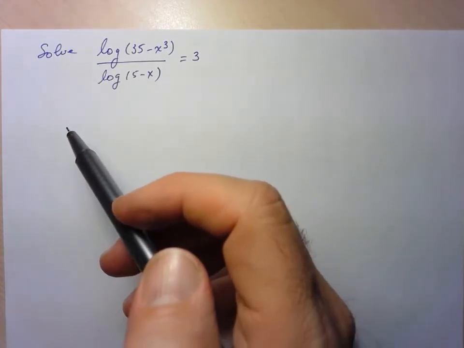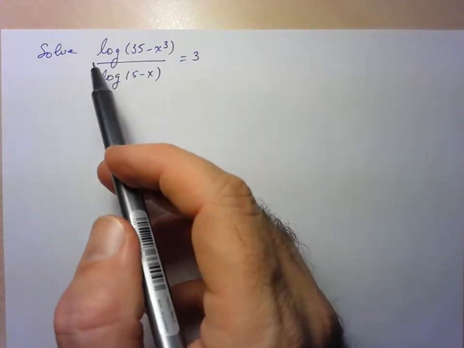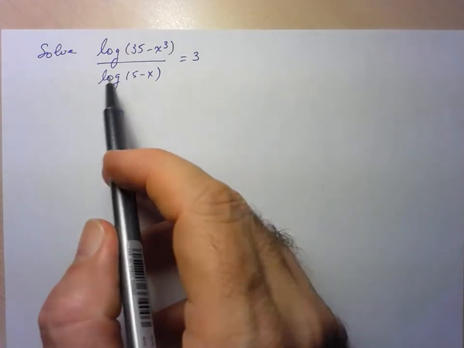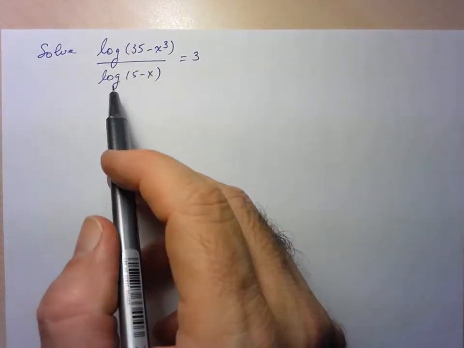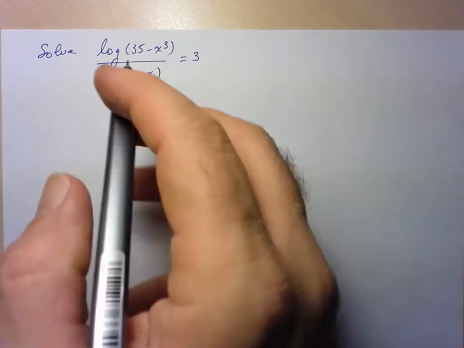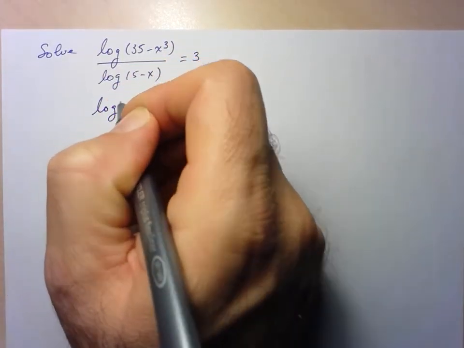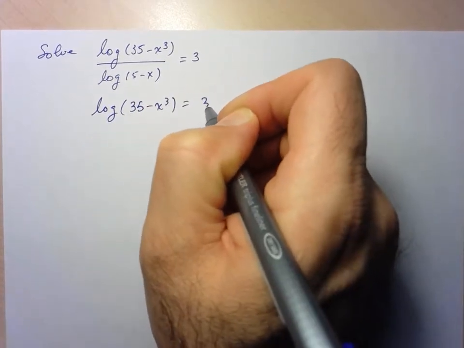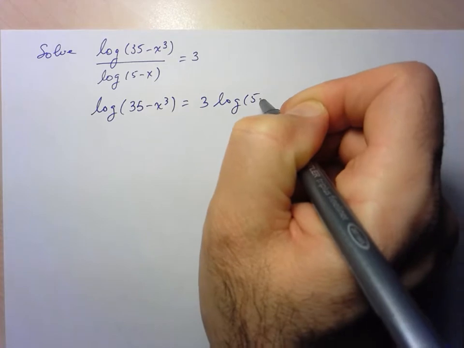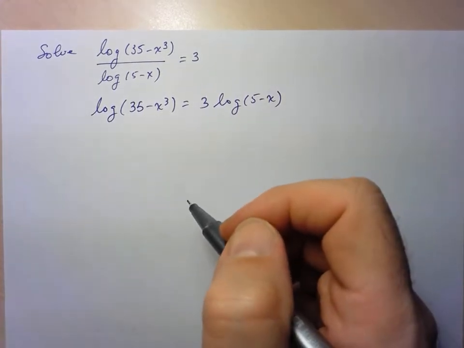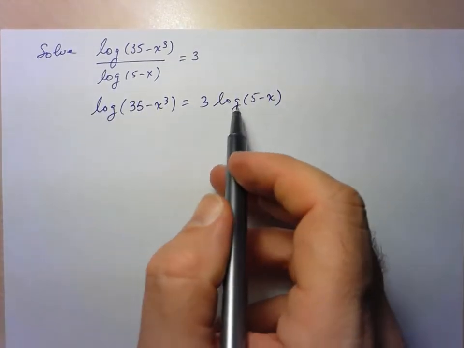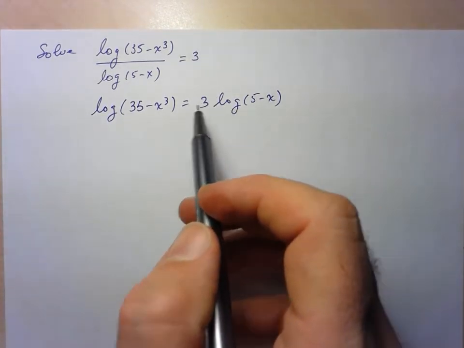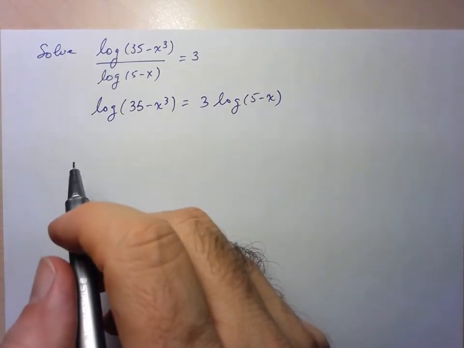Once I realize there really isn't much I can do with the left-hand side, I'm going to do what we often do when we have a variable in the denominator, and multiply that to the right-hand side of the equation. So we've got log of 35 minus x cubed equals 3 times log of 5 minus x. Now I've got a logarithm of the same base on either side, which is good, but unfortunately I've got this coefficient of 3 in front, so there's nothing I can do yet to eliminate those logarithms.